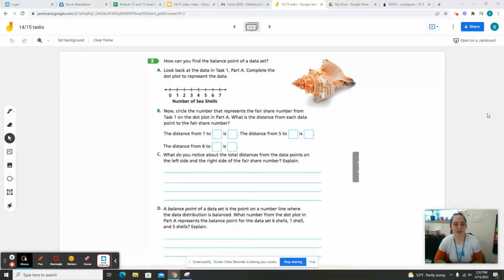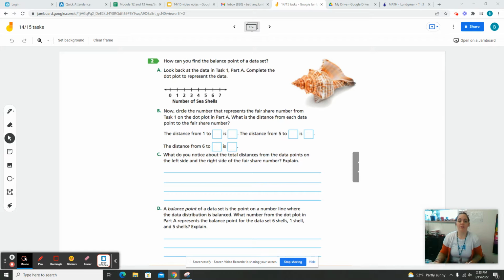All right, this is task 2 for 15.1. Okay, so how can we find the balance point of a data set? So we are going to find the balance point of a data set, and this is another way to make sense of the mean or the average.